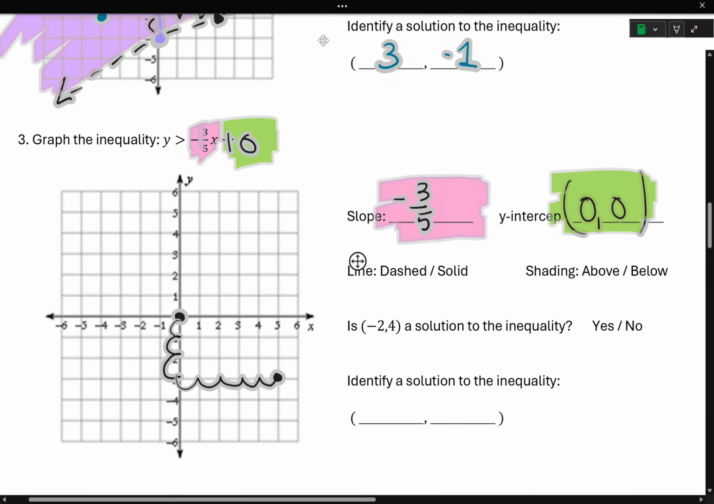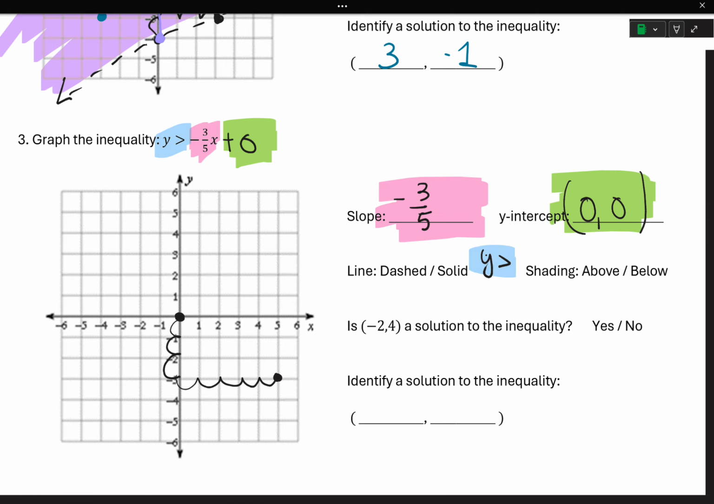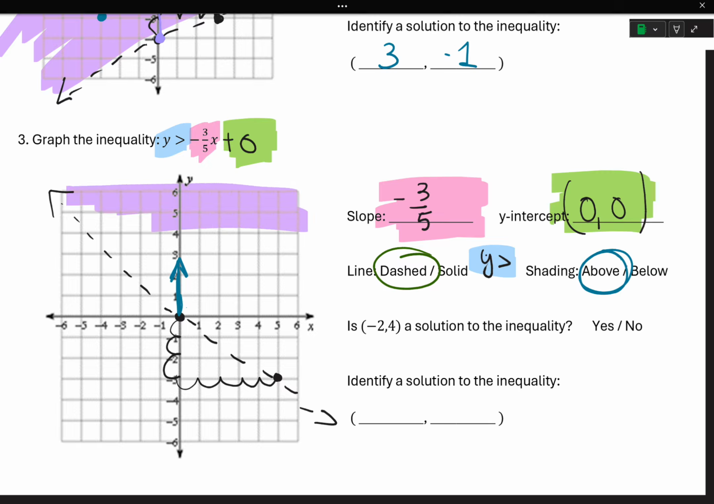Well, this is a y is greater than. Greater than is going to give us a dashed line. Dash, dash, dash, and the other way too. Y is greater than, so we're going to be shading above the y-intercept, above it, that way. Perfect.